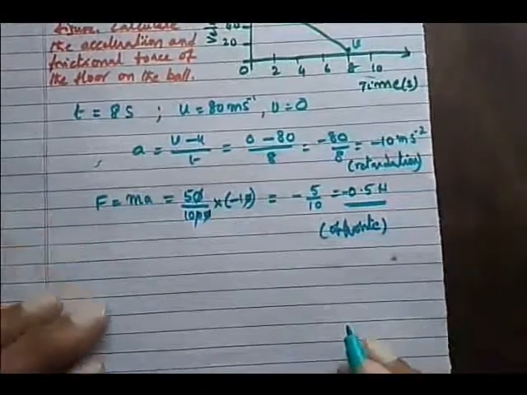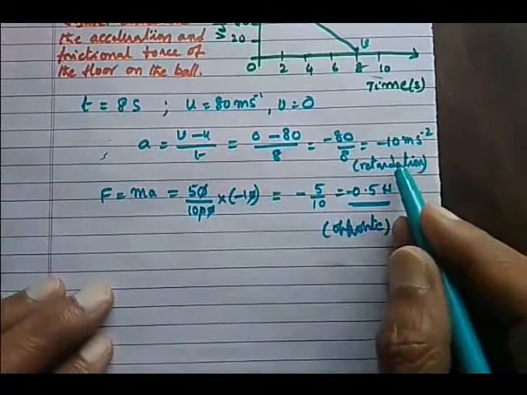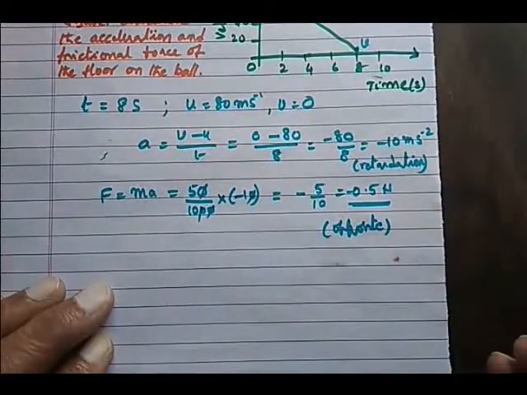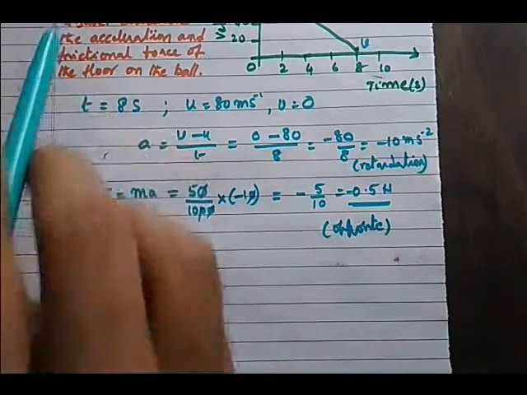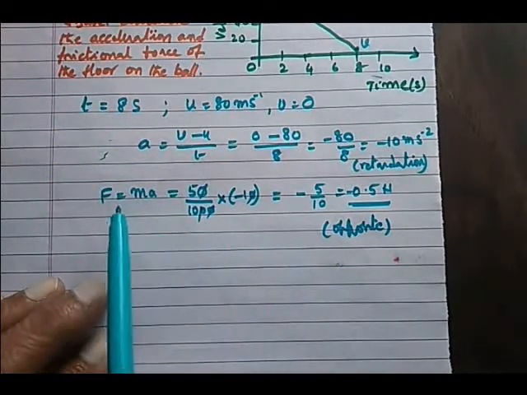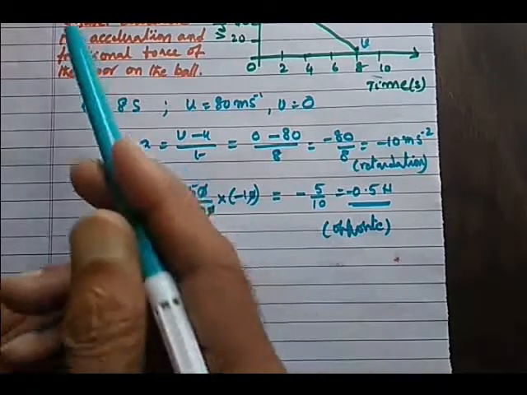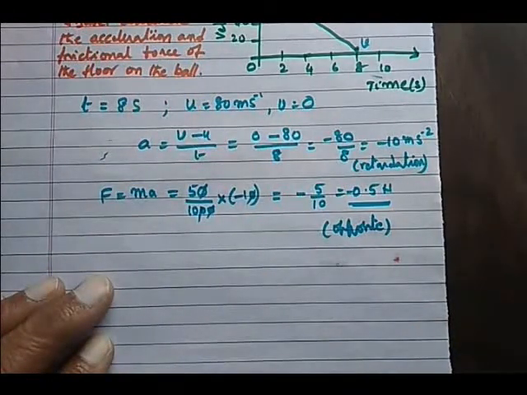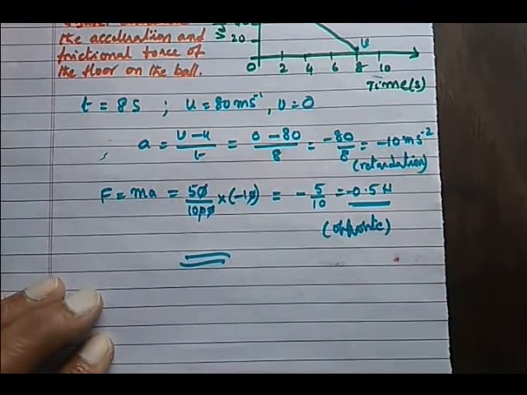So these two things you have to write. Here it is retardation, means it is coming to a halt. So both forces, whatever frictional force of the concrete floor, it is opposite to the original force, and acceleration also, it is retardation, slowly it is coming to a halt. So this way we can solve this numerical.